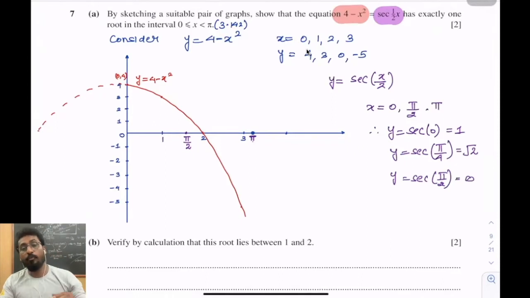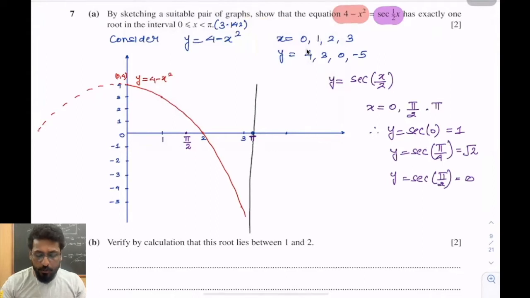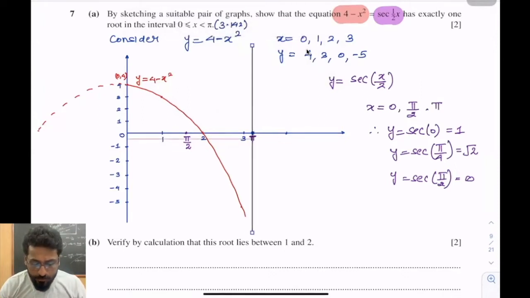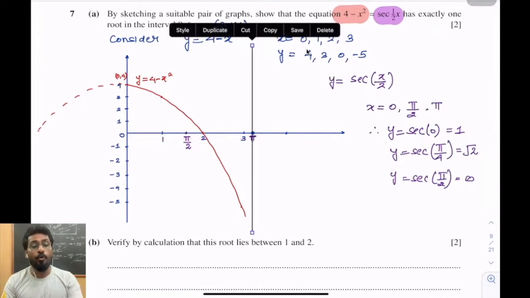So the graph will go up to infinity. So at x equal to pi, you will find an asymptote. Okay. You're going to get an asymptote. Although that's not needed. Okay. You don't need to draw the asymptote. But maybe if you draw it, that's all right. Okay, so that's an asymptote. Okay, so the graph of sec of x by 2 will not go beyond this line. It's not going to go out of this line.